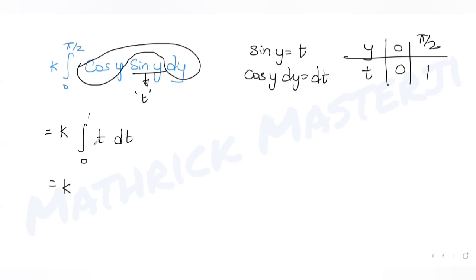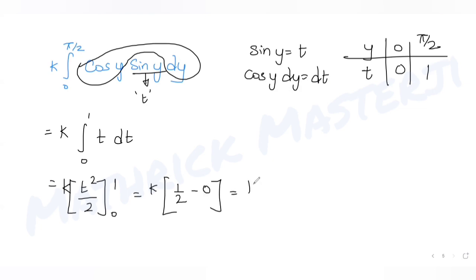So that gives you k times the integral of t, which is t square over 2, with limits from 0 to 1. So k, 1 square over 2, so 1 over 2 minus 0. So it basically makes it k over 2. So you get the second part of the equation, that is k over 2.